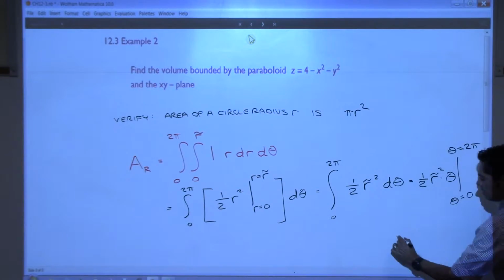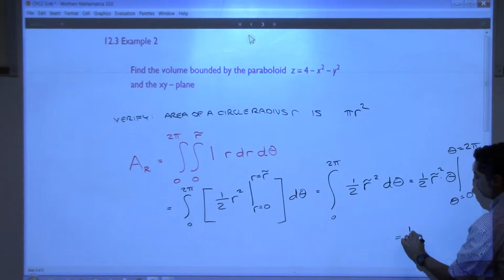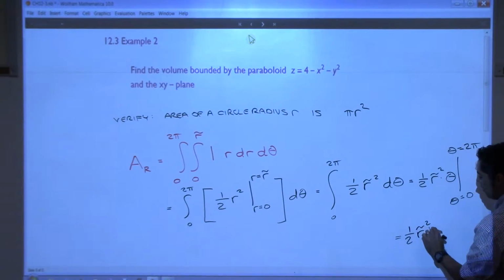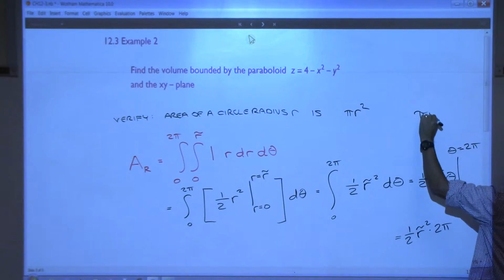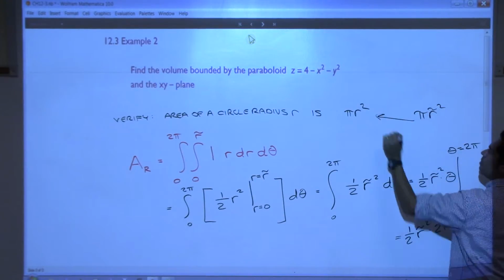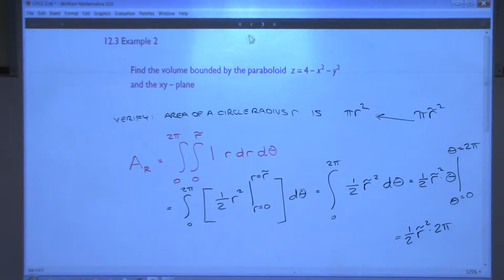So that's just 1/2 R tilde squared times 2 pi, which is just pi R tilde squared, which is basically what we were trying to show, that the area of a circle is pi times the radius squared.